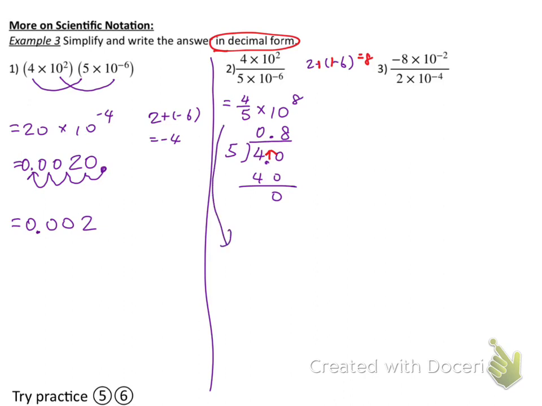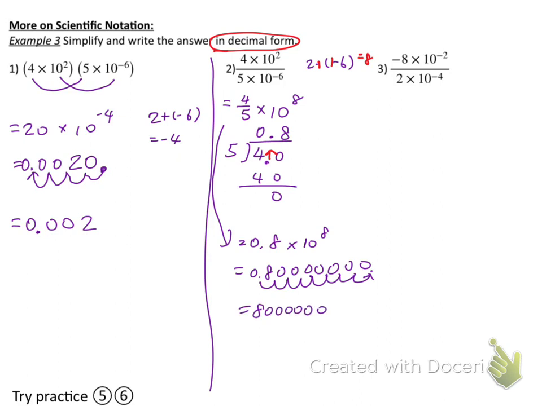So my 4/5 is actually 0.8 times 10 to the 8th power, and that will be 0.8, moving the decimal point 1, 2, 3, 4, 5, 6, 7, 8. It goes here. I need all these zeros. I'm having 1, 2, 3, 4, 5, 6, 7. So I'm having 8 with 7 zeros. That is 80 million.